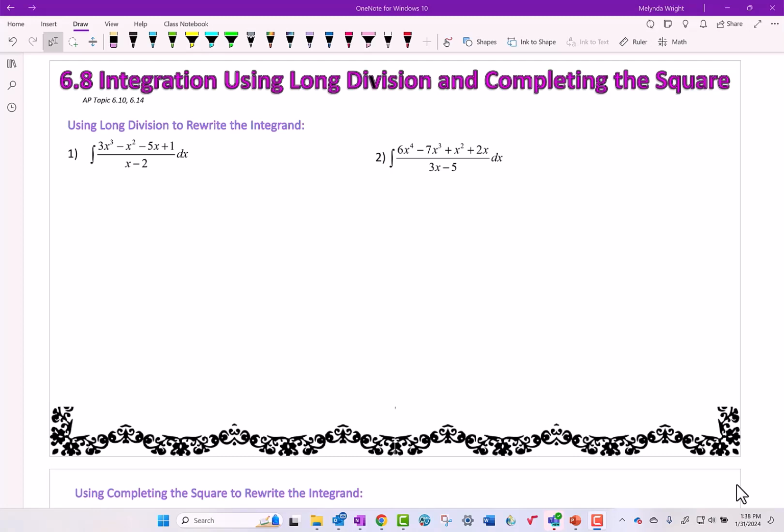All right, so let's take a look at the lesson we're doing today. So today's lesson, we're going to investigate two more integration techniques. One is using long division, yay, and the other one is completing the square. I know y'all are excited about that, that algebra. Okay, so here we go.